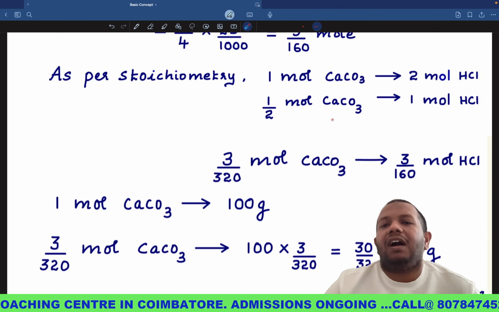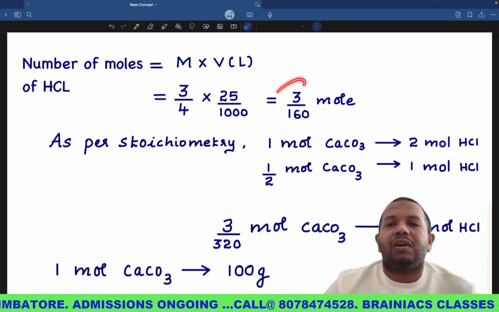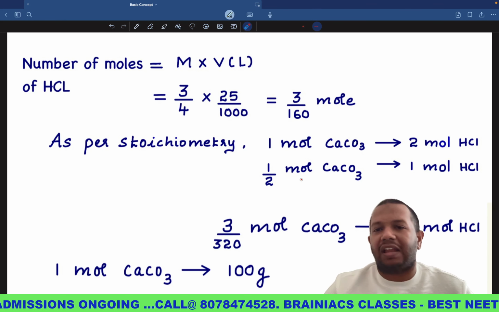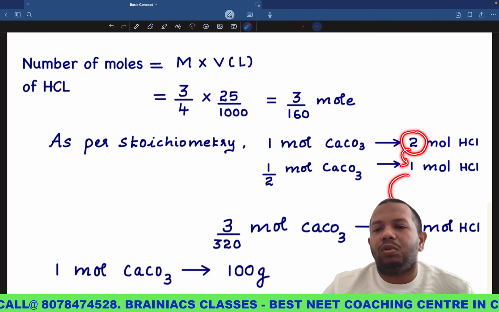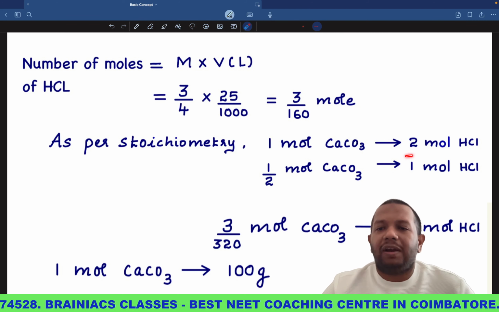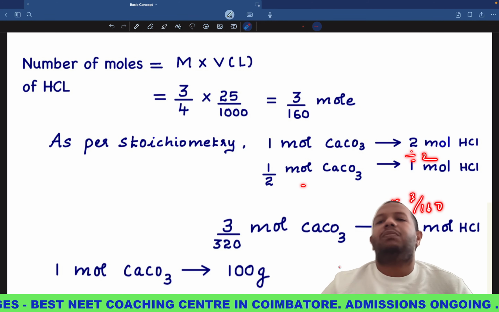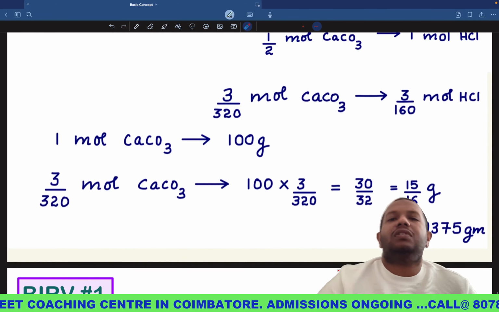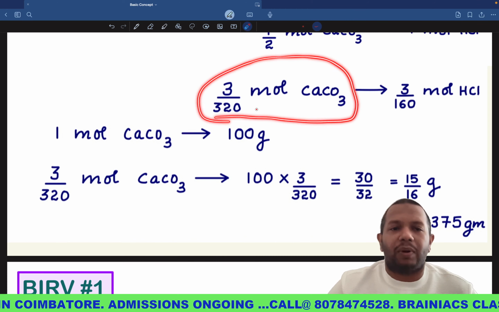So tell me, how much HCl do you have? We know that 3/160 mole of HCl we have in our hand. So we will first convert this 2 to 1 and then 1 to 3/160. So divide by 2 first on both sides, then multiply by 3/160 on both sides. Correct? So this will become 3/320 mole of calcium carbonate required.